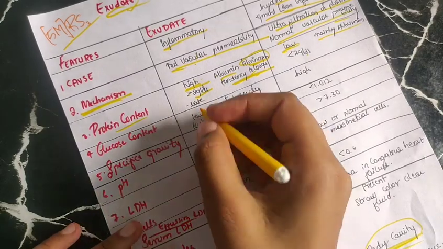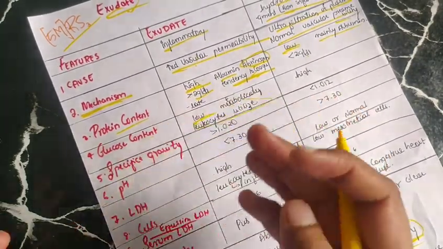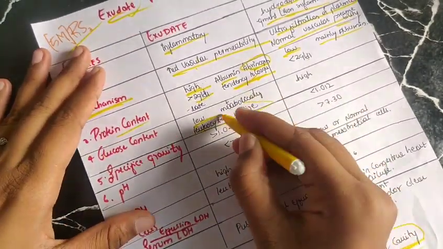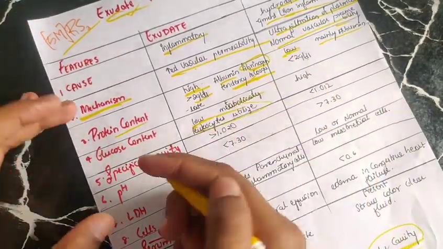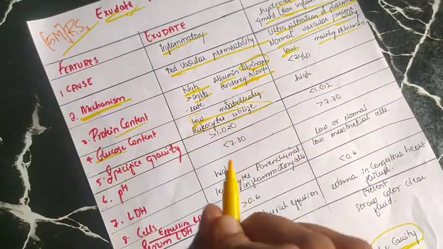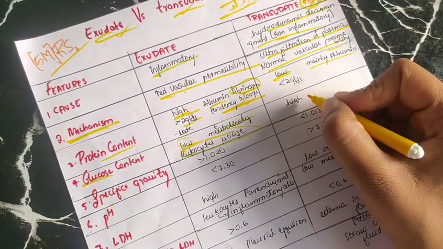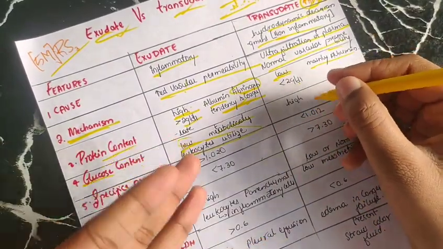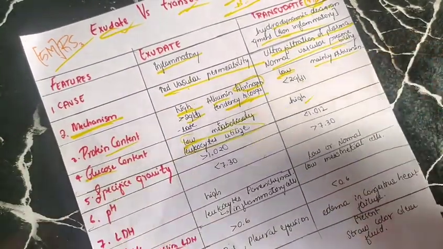It will be low, because leukocytes also might have come out along with this fluid. Leukocytes are metabolically active, they consume the glucose, so the glucose content in the exudate will be low, whereas in transudate leukocytes are not there, so whatever glucose has come out is still there, so this is high.